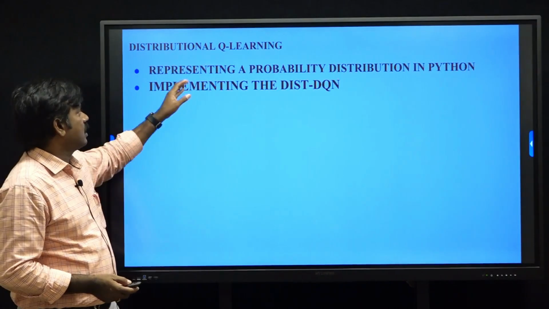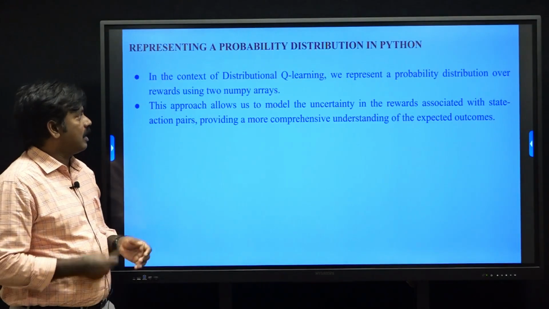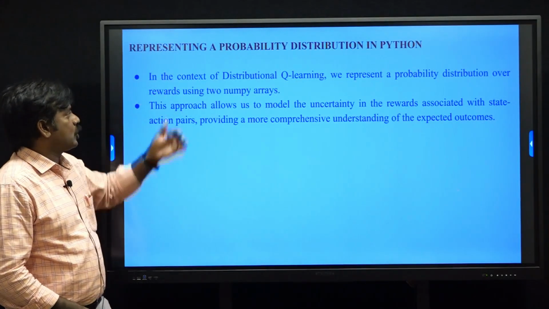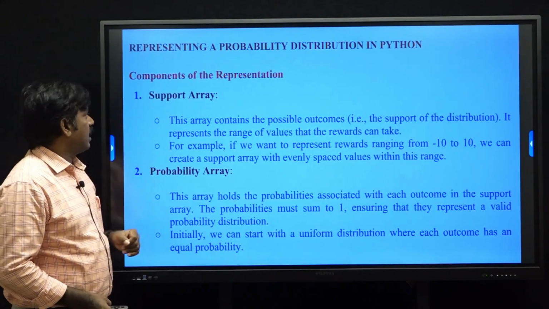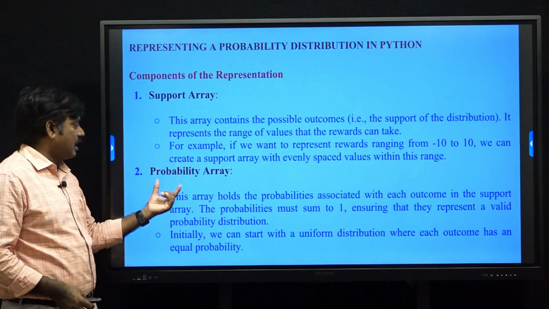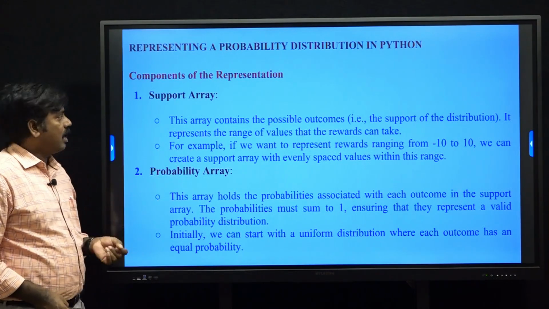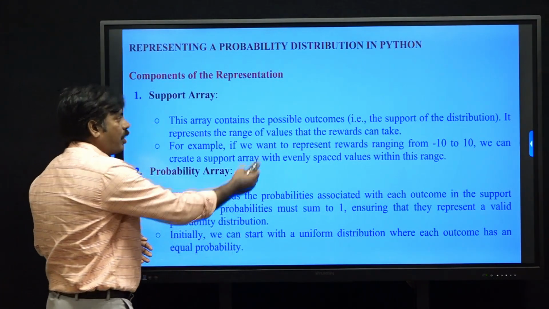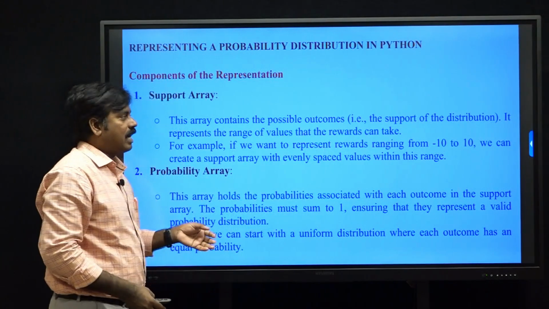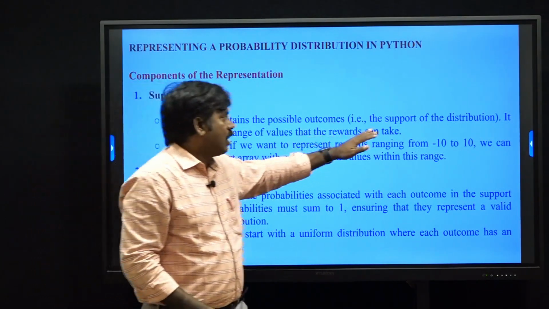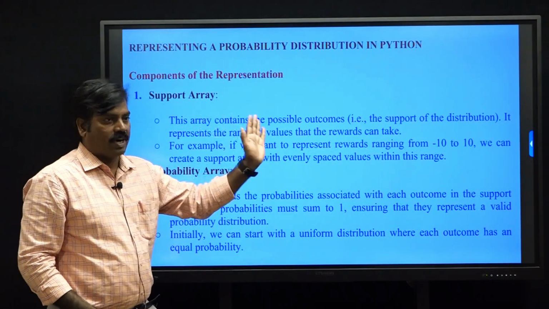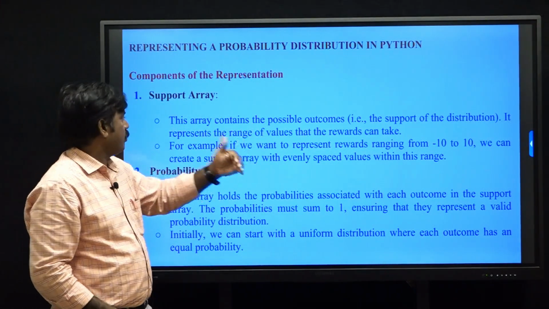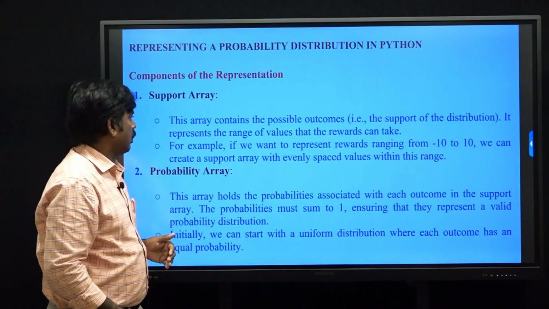The first one is representing the probability distribution in Python. In a probability distribution, we need two arrays. The first one is the support array, and the second one is the probability array. The support array contains the possible outcomes. For example, the support of the distribution represents the range of values in the rewards. That is the support array.